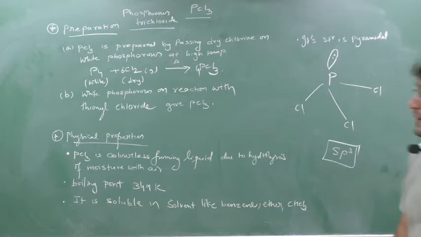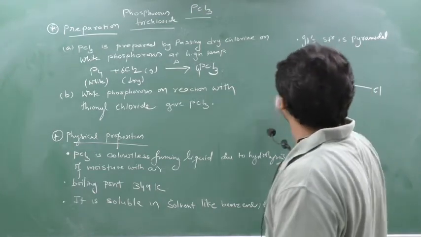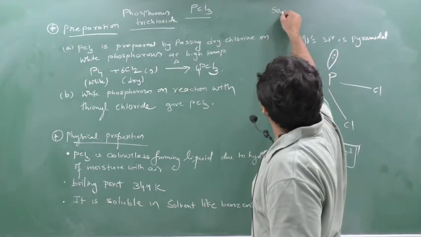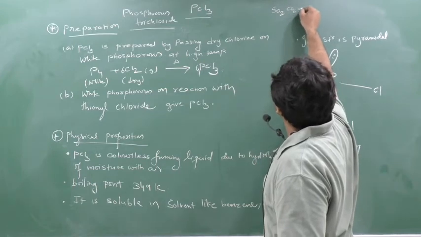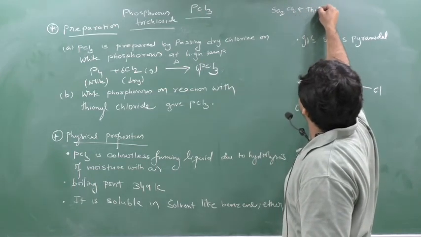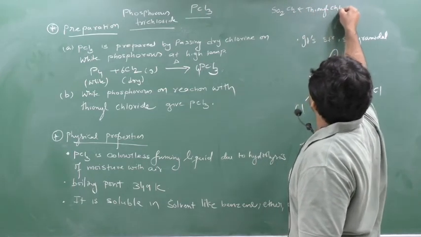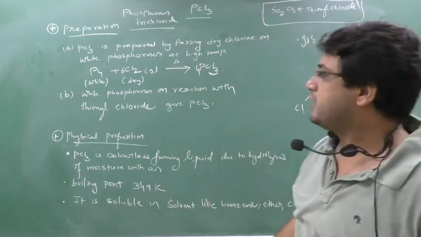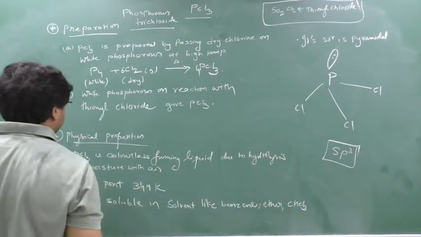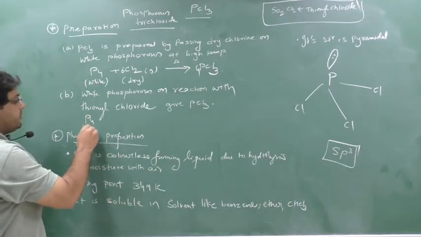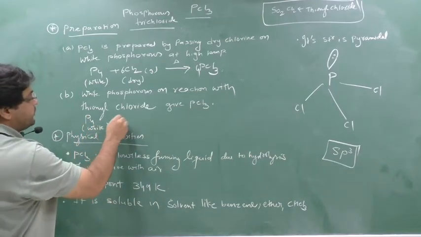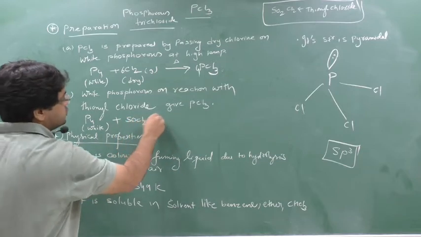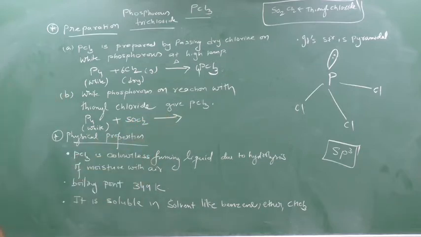Next preparation is white phosphorus on reaction with thionyl chloride. Now students, see here: SOCl2 is known as thionyl chloride. Please remember this. This is very important. So take white phosphorus, that is P4, and it should be white, and react it with thionyl chloride, that is SOCl2.